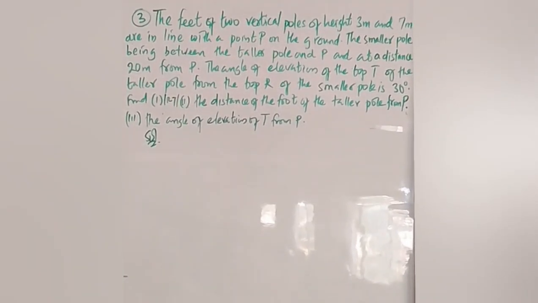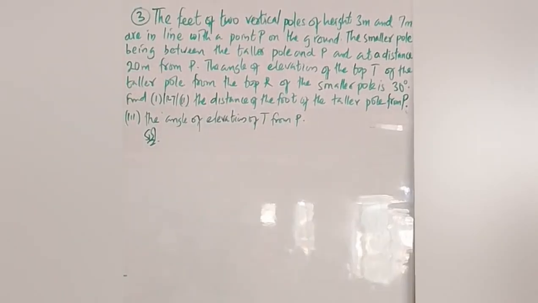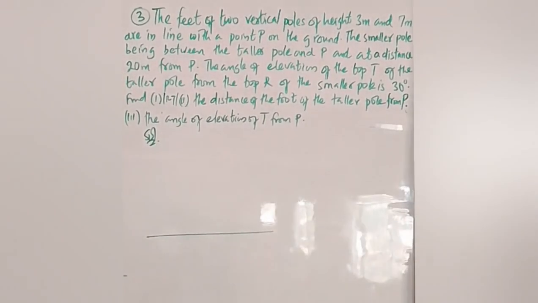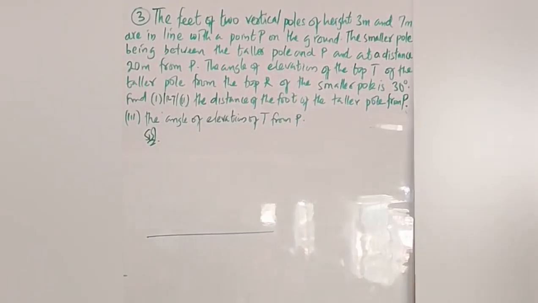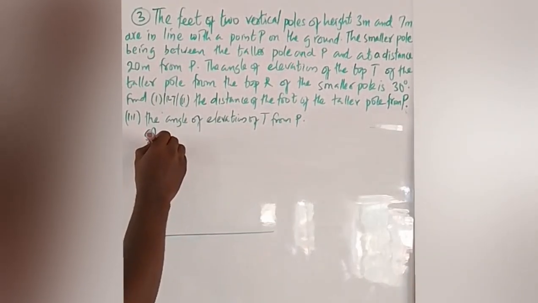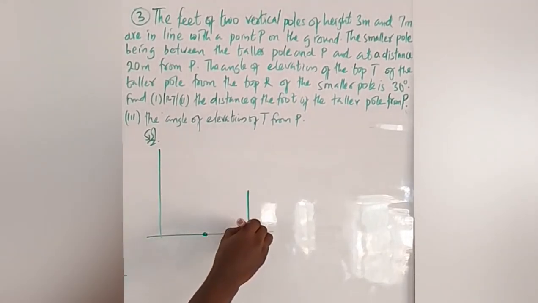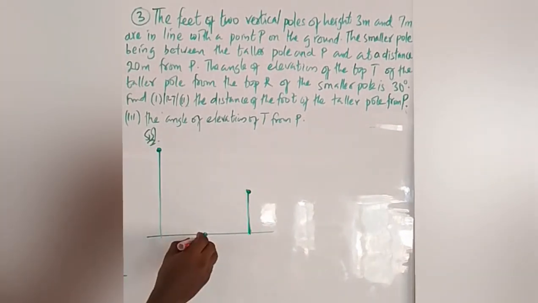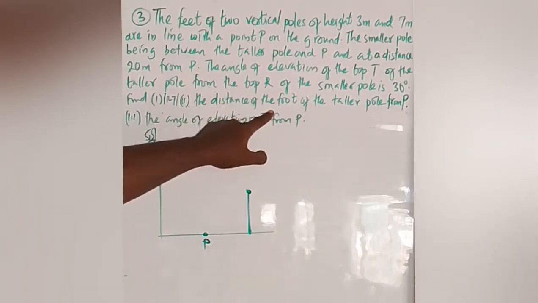Number 3. The feet of two vertical poles, 3 meters and 7 meters, are in line with a point P on the ground. So on the ground we have two poles and point P. What's the arrangement? The smaller pole is between the taller one and point P. It means we have to draw the taller one first. Taller pole, shorter pole, point P.